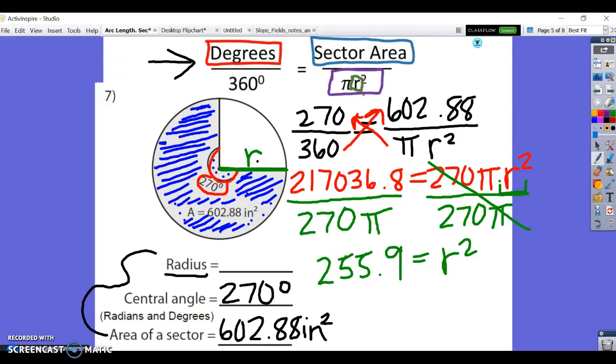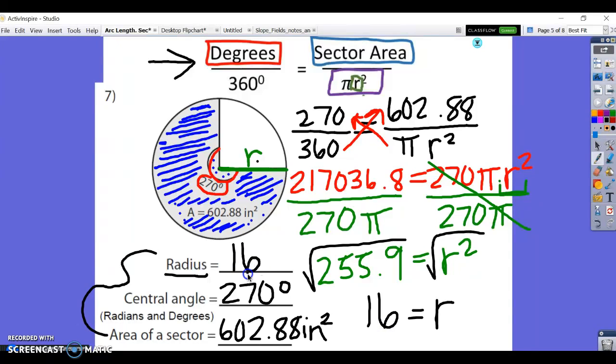It's squared, so I need to make sure that I square root both sides. And r is going to end up being like 15.99999. Guys, let's go ahead and round that to 16. So my radius is 16 inches.